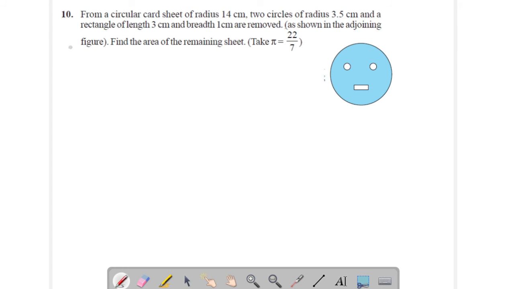Now come to question number 10. From a circular card sheet of radius 14 centimeter, two circles of radius 3.5 centimeter and a rectangle of length 3 centimeter and breadth 1 centimeter are removed as shown in the adjoining figure. Find the area of remaining sheet. Take pi equal to 22 upon 7. See the solution.